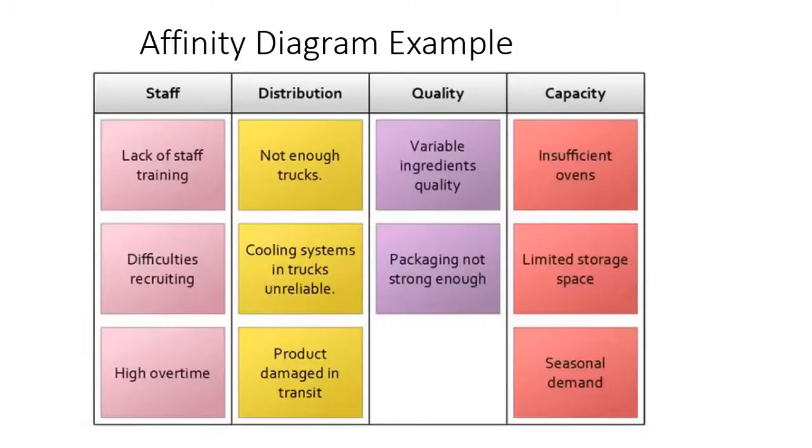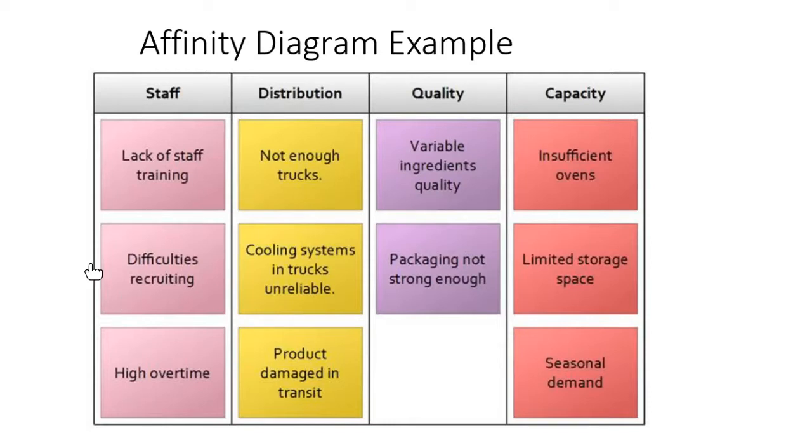This is an example of how the affinity diagram looks. For example, here we have the categories identified as staff, distribution, quality, capacity. It is related to a restaurant. For example, the requirement here, lack of staff training. That means when the customers enter the restaurant, the staff are serving them. So this is one of the requirements, and you found the specification. That means training is needed for the staff.